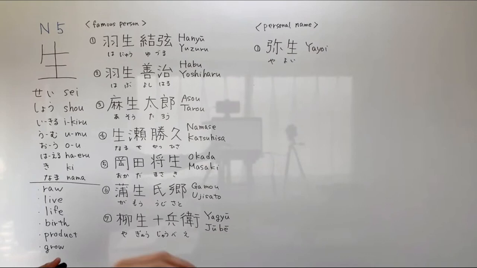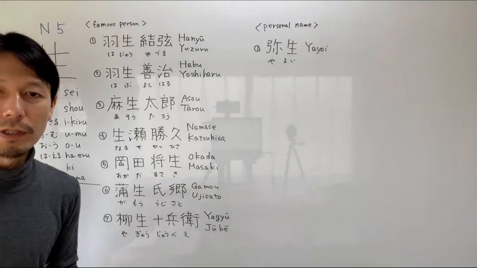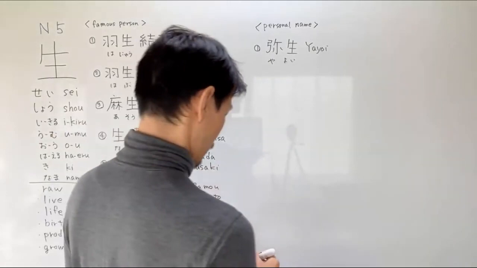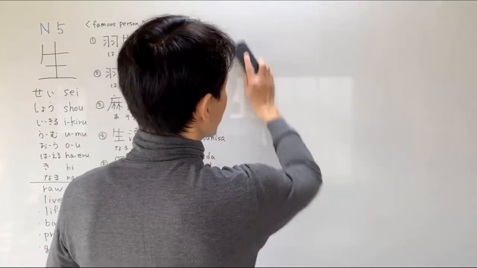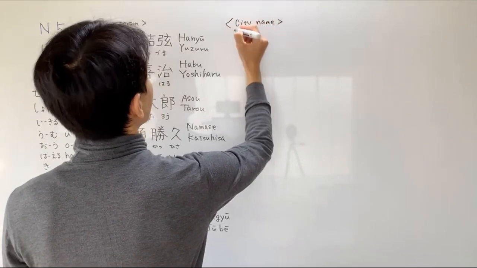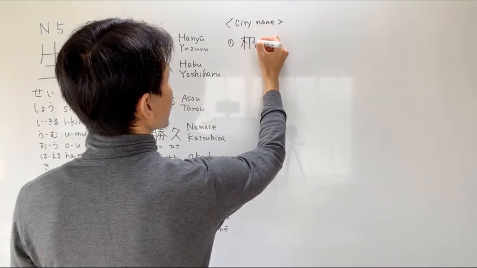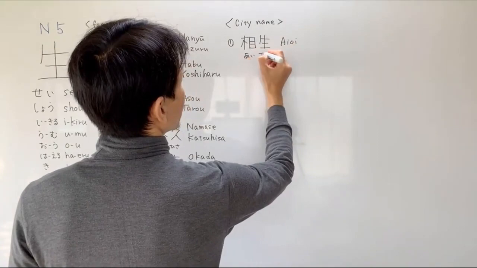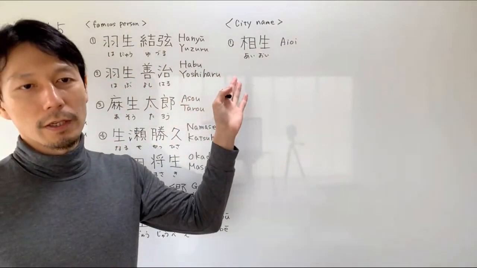Right, and next, I will introduce place names and tourist attractions that use the kanji character ikiru. Okay, and the place name, city name. I will introduce five city names. Aioi. It is the name of a city in Kansai, Western Japan.